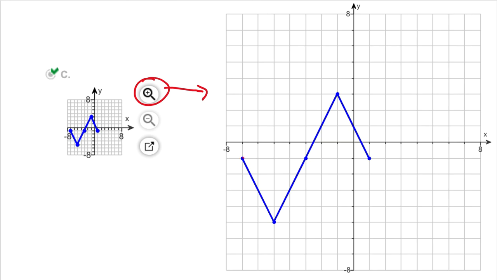If we check this, we just need to check each point. This is indeed negative 7, negative 1. This one is negative 5, negative 5. Then we have negative 3, negative 1. We have negative 1, 3. And finally 1, negative 1. So all of the points that we found are on this graph, and that tells me that choice C is the correct answer. You would just select that and move on to the next question.